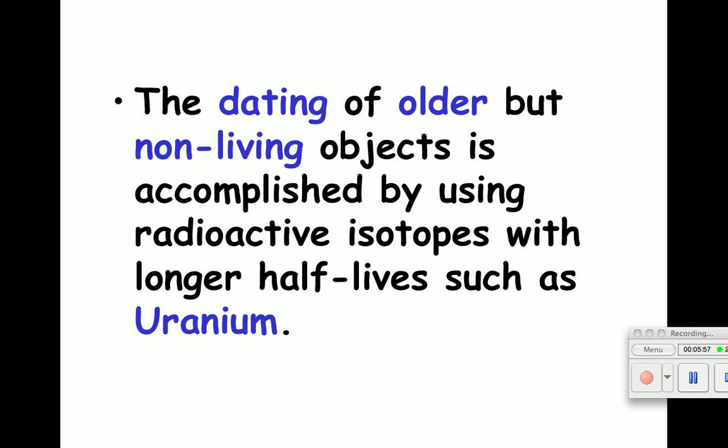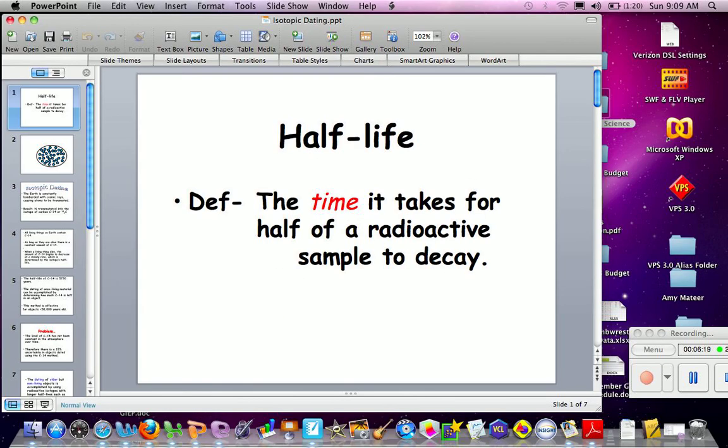So we would use other radioactive isotopes with longer half-lives, and one of them that we use is uranium, because there's a lot of uranium in the soil. So if I'm making a pot out of clay, and that clay came from the soil, then I can use uranium and the half-life of uranium to isotopically date that bowl. Okay, so that's basically how we carbon date something, or isotopically date something, and we're going to practice this method in class.